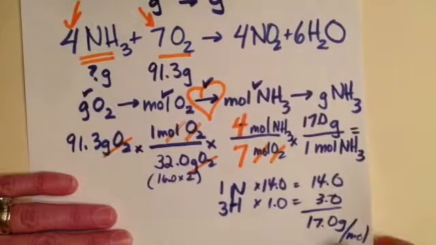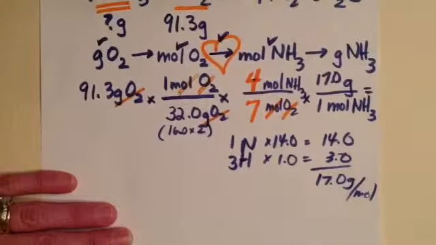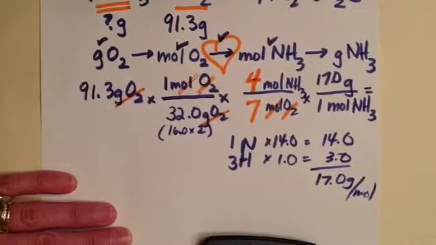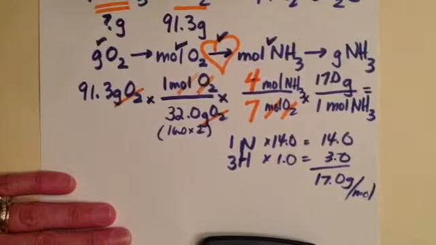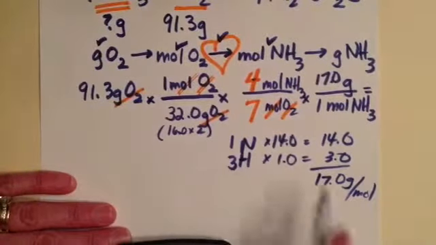So when I compute this, I'm going to move the paper down. I'm going to take on my calculator 91.3 times 4 times 17. Divide it out by 32. Divide it by 7.